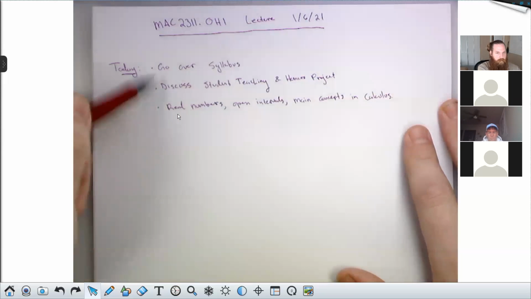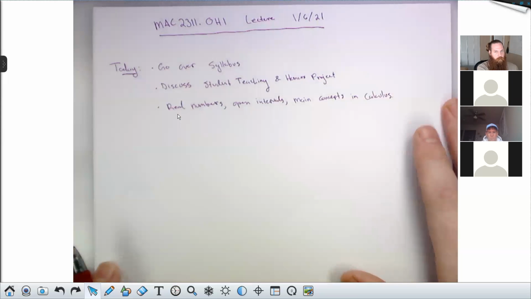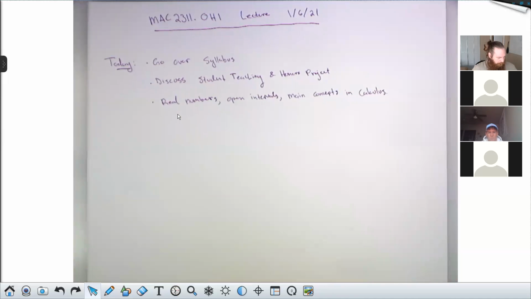So after we get all of this bookkeepy stuff out of the way, I'm going to give you a very high level, very basic overview of the primary problems that we're going to be trying to solve this semester. But since this is an honors class, we're going to have to spend some time talking about these special honors components, which are the student teaching and the honors project. So without further ado, I'm going to pop open your syllabus.